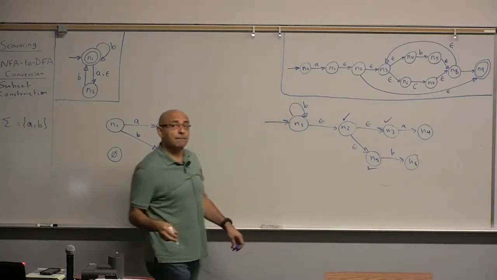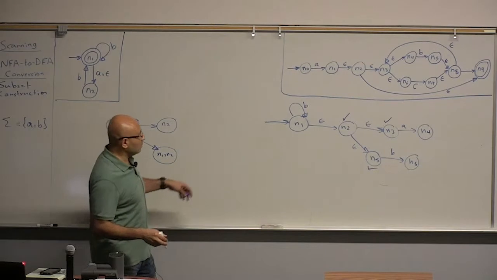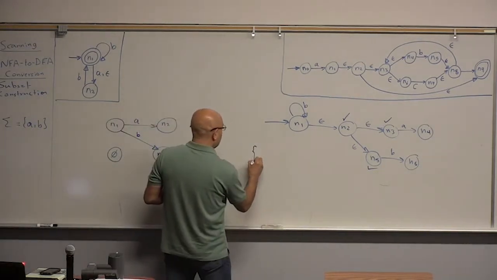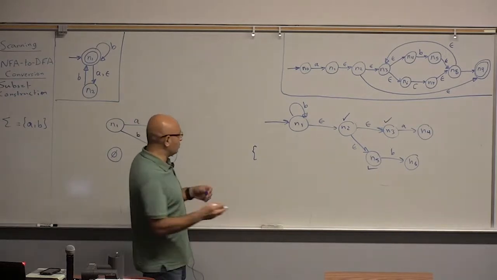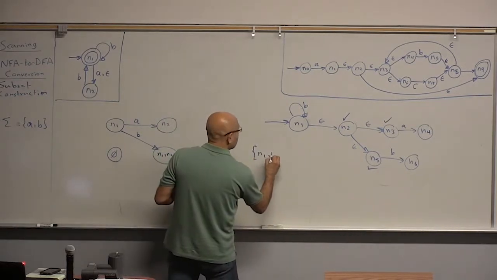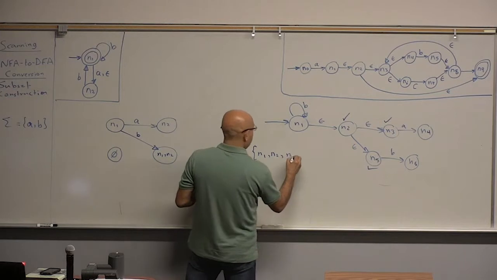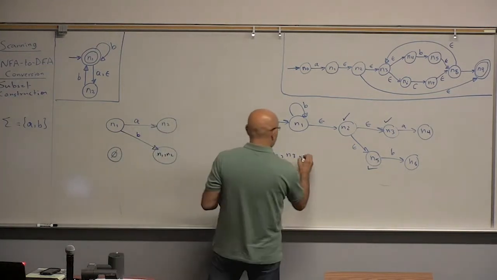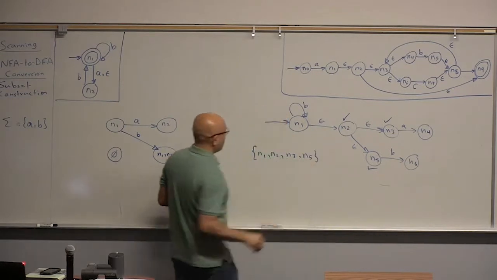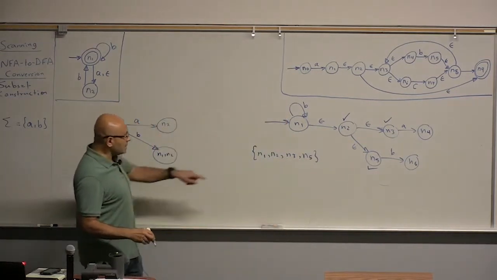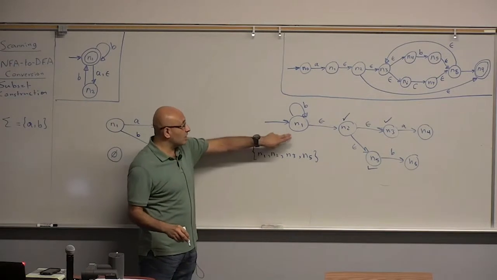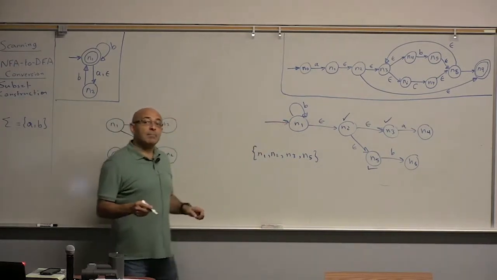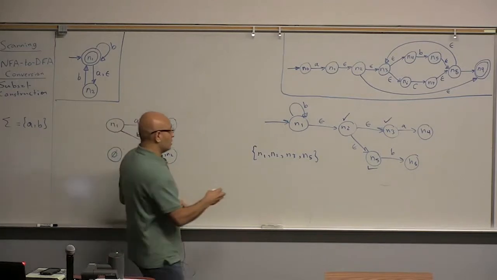Could you also remain in N1? Yes, you can remain in N1. So in this case, the set of states that you can transition to is N1, N2, N3, N5. And this set is what we call the epsilon closure. So basically, when you get a B, you go to N1, but then you have to look at the epsilon closure.